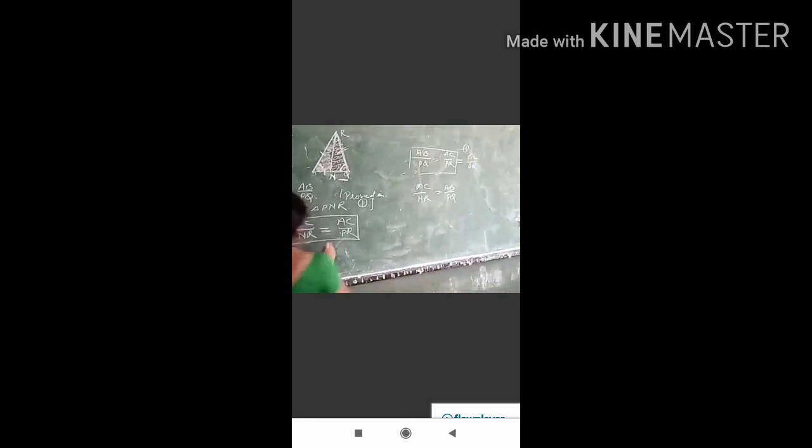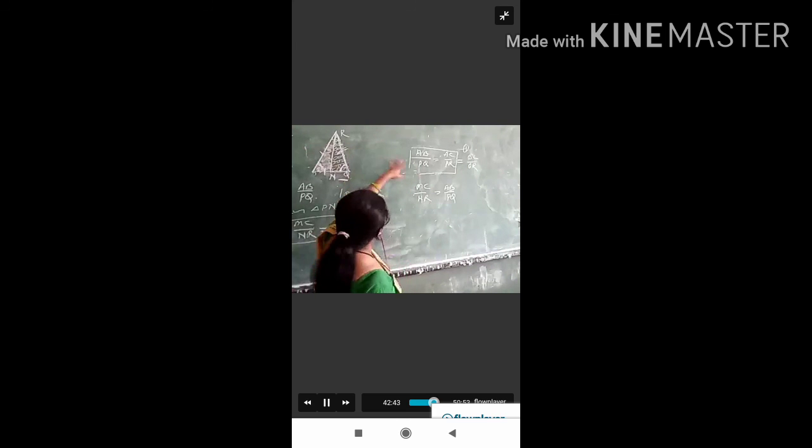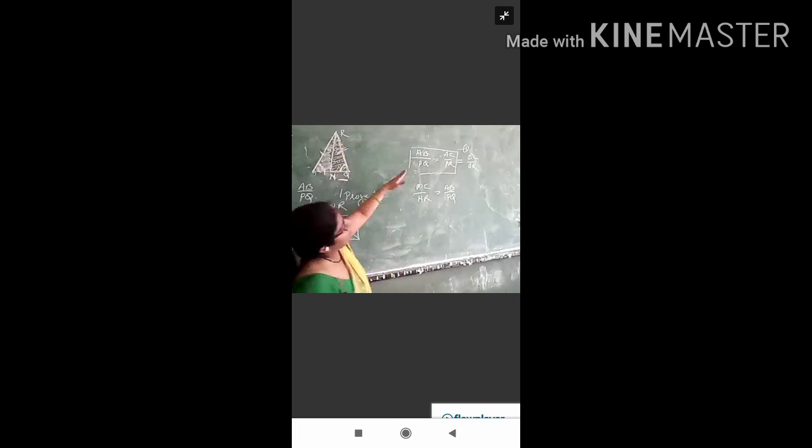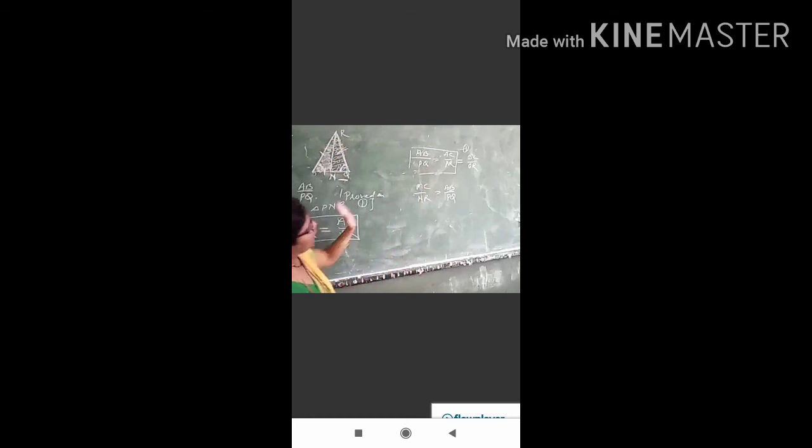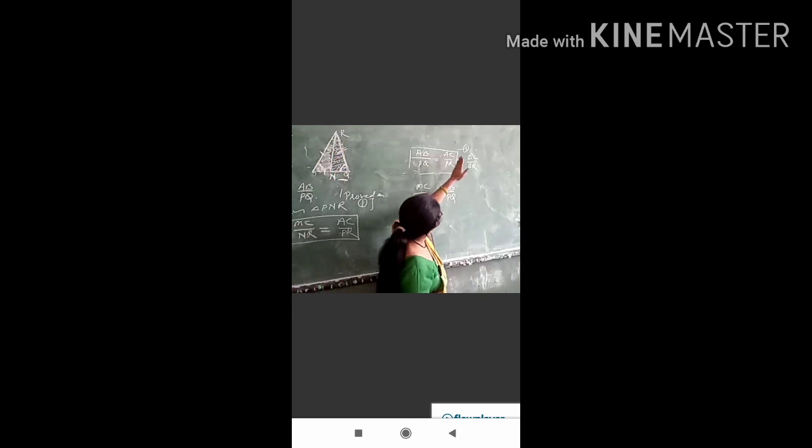This one we got from the one. From one we proved it. These two triangles are similar. Then corresponding parts are also equal in two similar triangles. And from one, the two triangles ABC and PQR are similar. So AC upon PR is equal to MC upon NR, and AB upon PQ is also equal to AC upon PR. So these two also are equal.